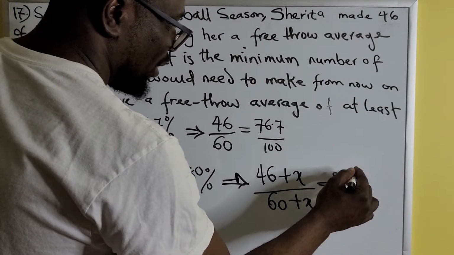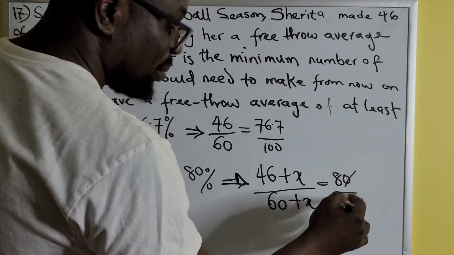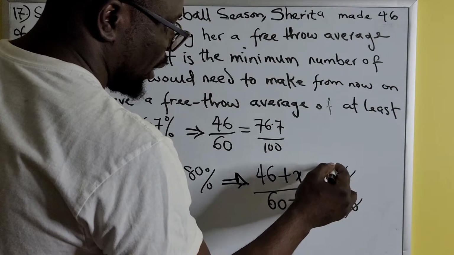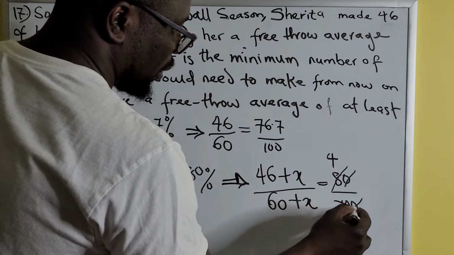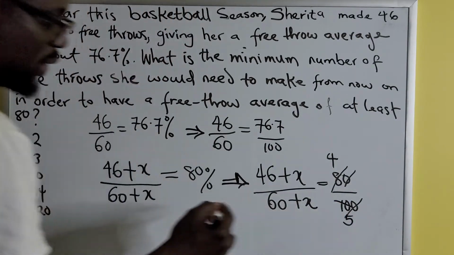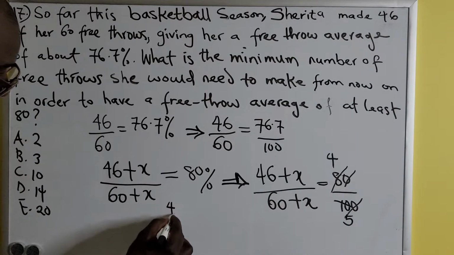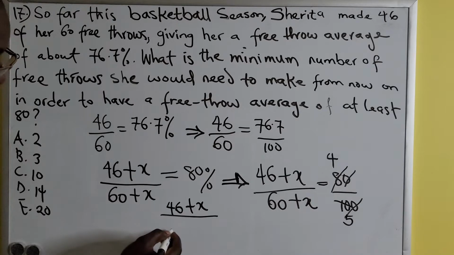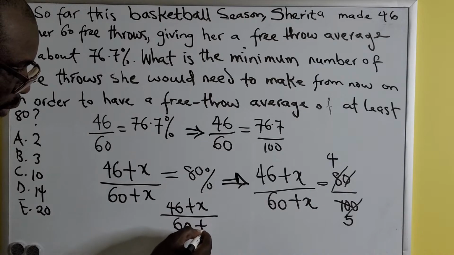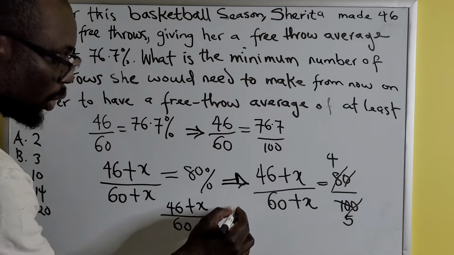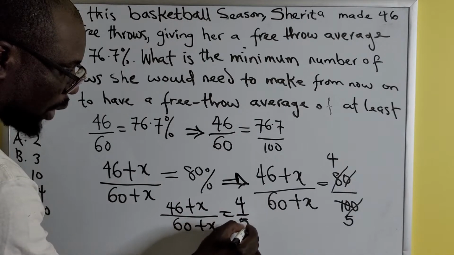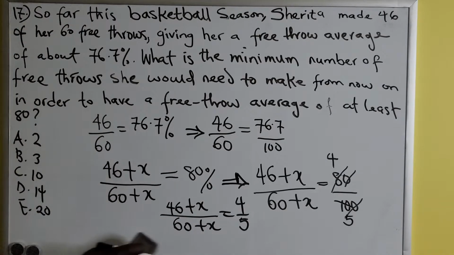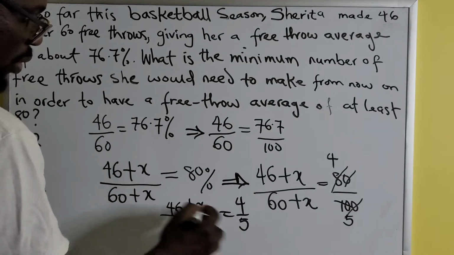So you can cross this out and simplify this for yourself. So 2 divided by 8 is 4, and 2 divided by 10 is 5. So if you simplify this, you have 46 plus what she needs to make, over 60 plus what she needs to throw, will give you 4 divided by 5. Okay? So now all we have to do is expand this right here.